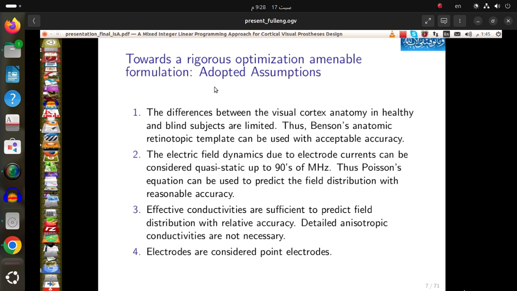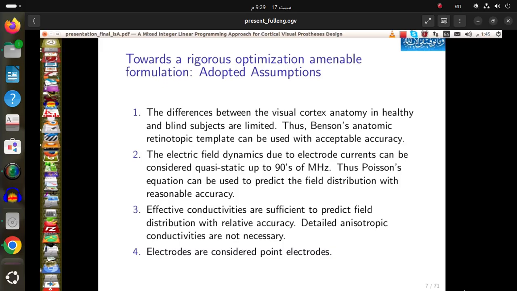Now we will discuss our assumptions. The adopted assumptions that we use to simplify the problem are, first, we assume the differences between a healthy person and a blind person from a retinotopic point of view are limited, and so we will use the retinotopic template of Benson that is actually obtained from data of healthy subjects. We will use it in our calculations. This implies that we are working on cases that are not really late blind cases. The second assumption is that we will not use any signals faster than 10s of megahertz. Based on this, the Poisson equation can be used to predict the field distribution with reasonable accuracy.